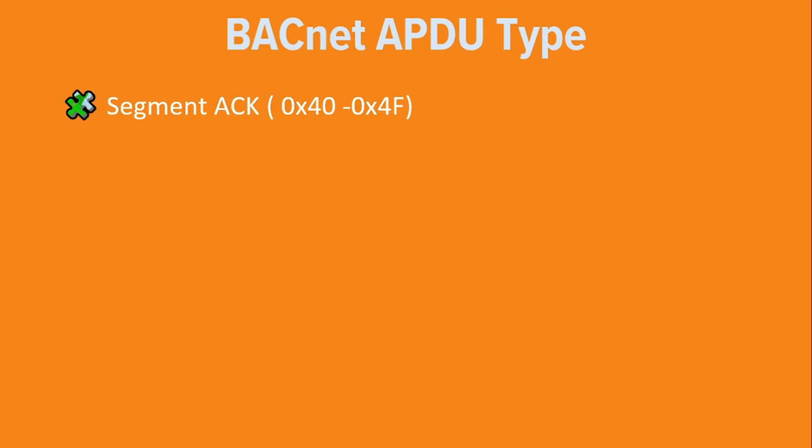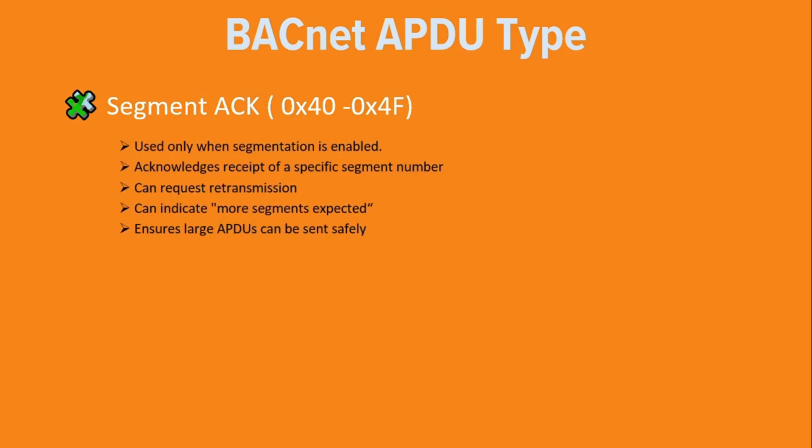A segment ACK is used only when segmentation is enabled. It acknowledges the receipt of a specific segment number and can request retransmission if a segment is missing. It can also indicate that more segments are expected, ensuring that large APDUs are transmitted safely and reliably.